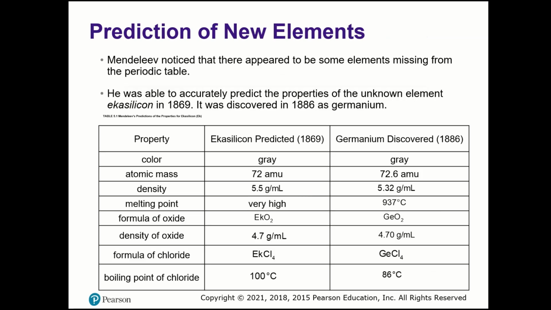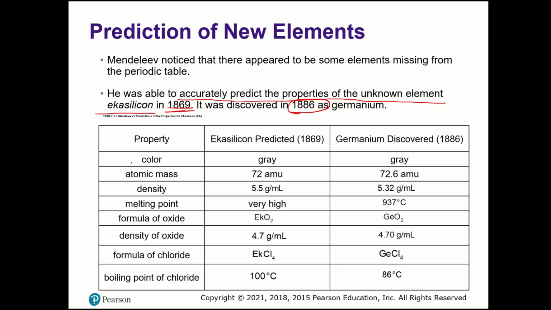Mendeleev noticed that there appeared to be some elements missing from the periodic table. That is the most fantastic thing here, right? Imagine that you're creating the periodic table and you have a blank space and say, I don't know this element, but someone is going to discover it and it will fill this space. So he was able to accurately predict the properties of the unknown element eka-silicon in 1869. And it was discovered, look at this, in 1886 as germanium.